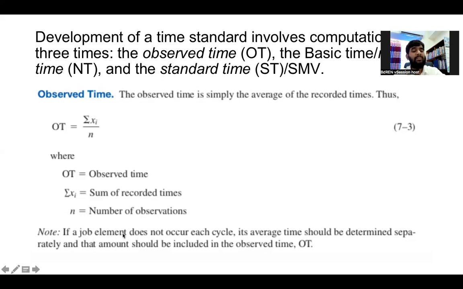If a job element does not occur each cycle, its average time should be determined separately, and that amount should be included in the observed time. That means whatever the case is, we take observations of the time to do a job. You will sum and then divide by n, which is the observed time. Is it clear what observed time is?